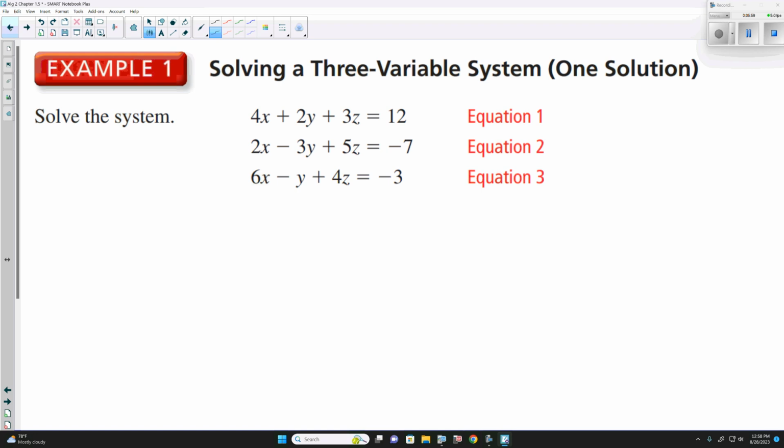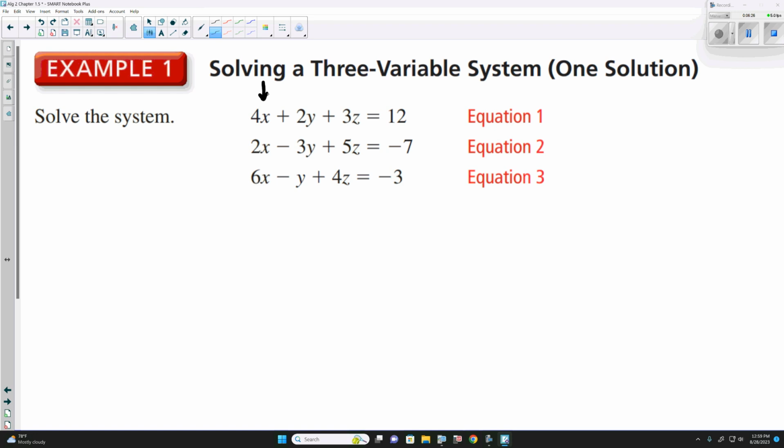Now, when we pick a variable to eliminate, we're trying to pick one that we can turn into the other two. And what that means for us is if we look at the first variable x, we have 4x, 2x, and 6x. Normally I look at the smallest one because it's normally the one that's going to be easier to turn into the other two. In this case, it's 2x. What can we do to 2x to make it be 4x?